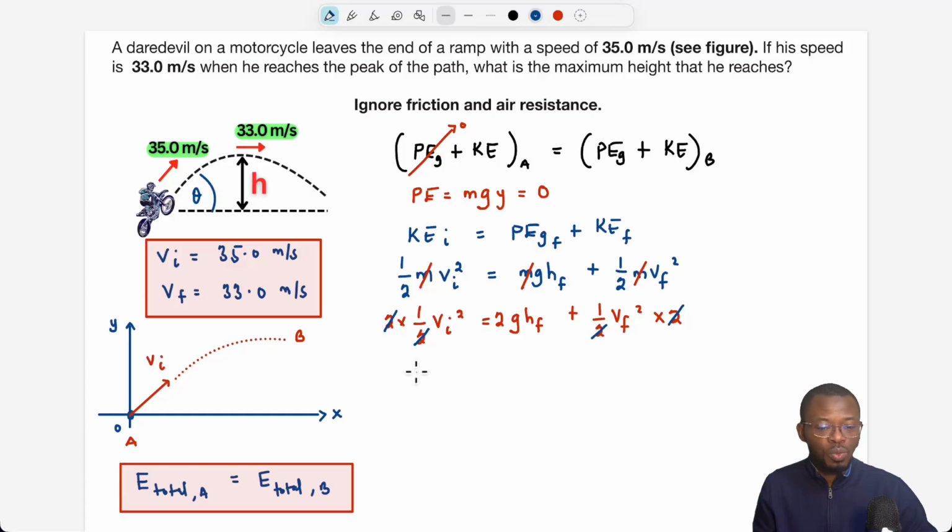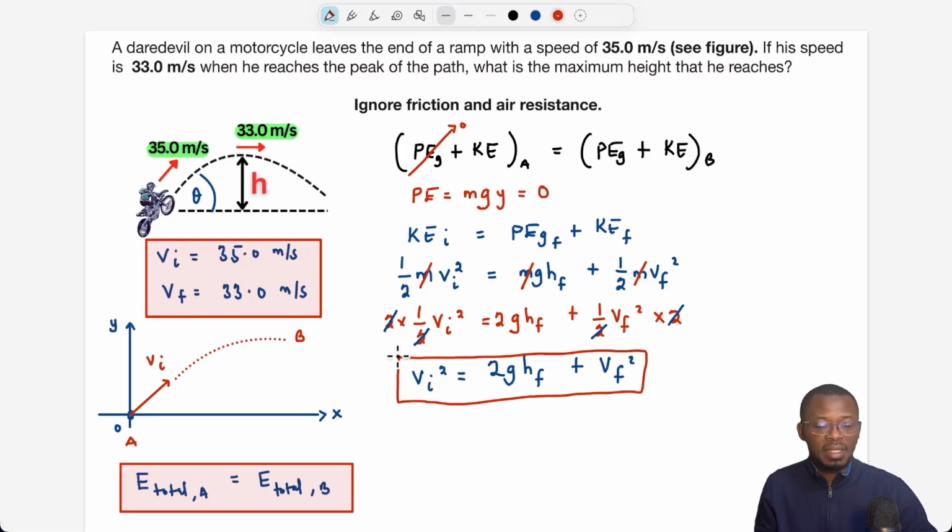So now we are left with vi squared is equal to 2g h final, that's the maximum height, plus v, that's the final speed at point B. Remember that speed is not 0. So v final squared. Do we now see something familiar with this equation? This is actually one of the kinematics equations of motion, and from this we can find our maximum height. So let's find the maximum height.